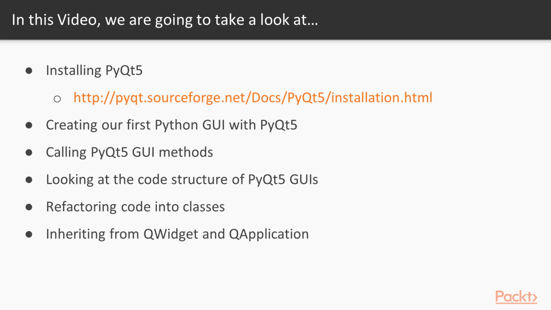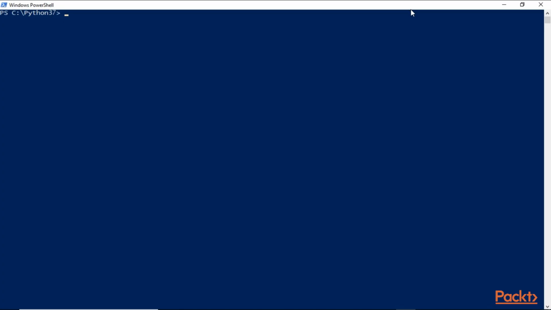We will look at the code structure that every PyQt5 GUI has. We will then refactor our code into classes, and we will inherit both from first QWidget and then from QApplication. Before we can use PyQt5, we have to install it because it doesn't ship with Python.